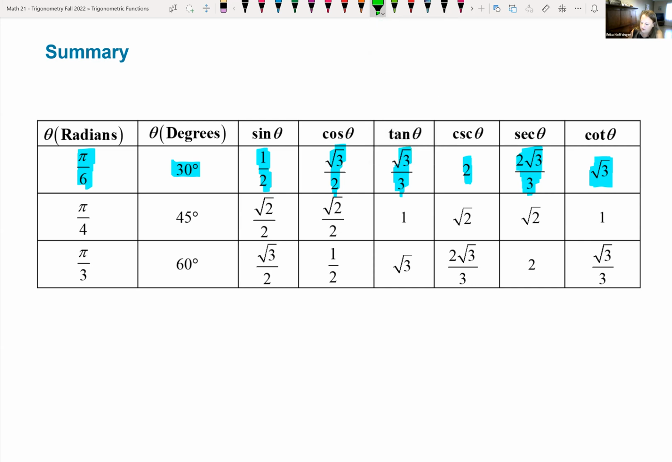And now looking at pi 4, our trigonometric functions at pi 4 or 45 degrees, we get the following. Sine of 45 degrees or pi 4 is √2 over 2, which is equivalent to cosine of 45 degrees or pi 4, which is √2 over 2. Tangent of 45 degrees or pi 4 is 1. Cosecant of 45 degrees or pi 4 is √2. Secant of 45 degrees or pi 4 is √2, and cotangent of 45 degrees or pi 4 is 1.